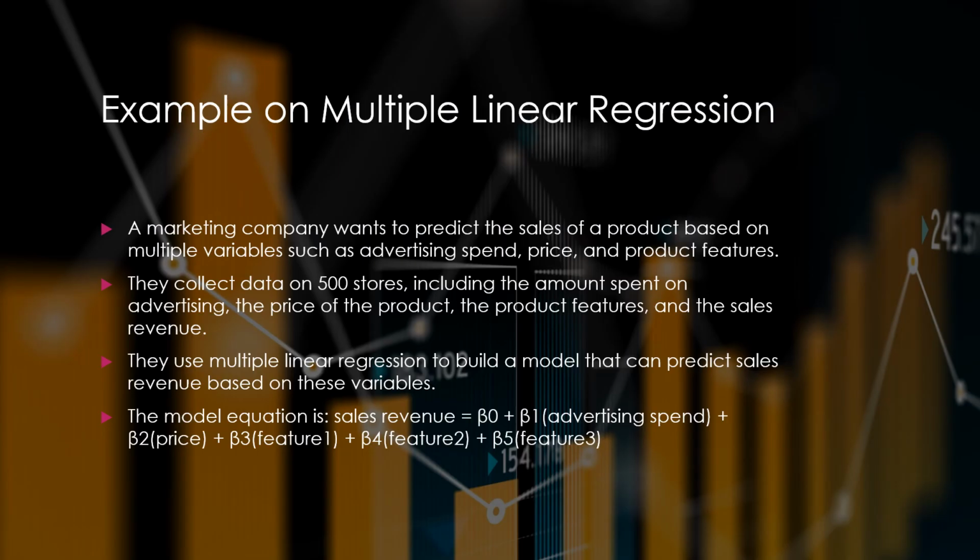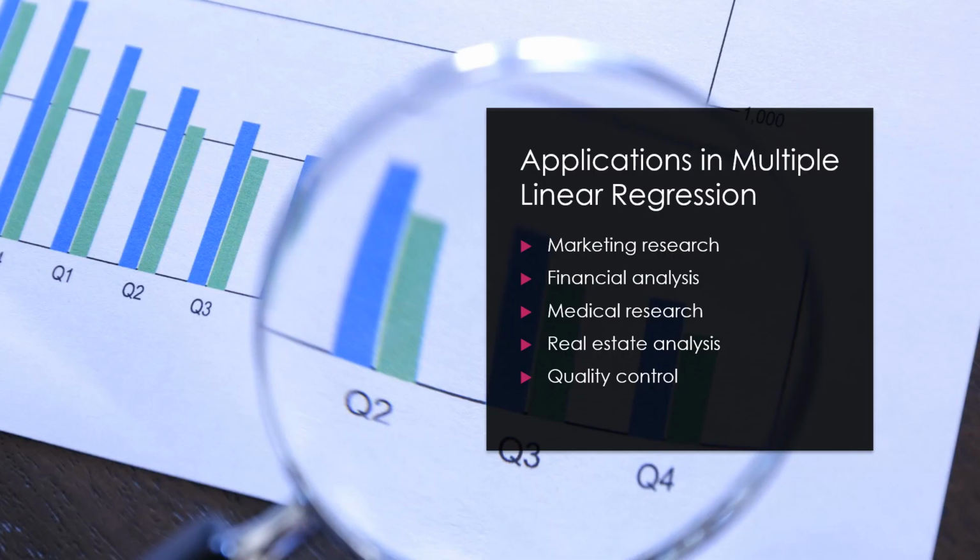Here is an example of multiple linear regression. A marketing company wants to predict the sales of a product based on multiple variables such as advertising spend, price, and product features. There are some more examples as well. There are five applications of multiple linear regression: marketing research, financial analysis, medical research, real estate analysis, and quality control.